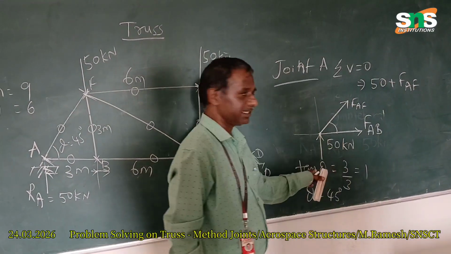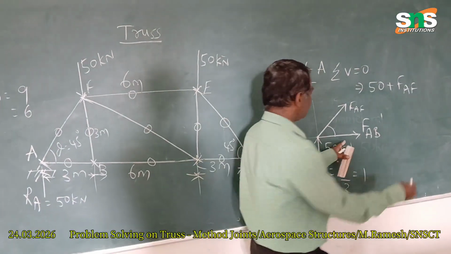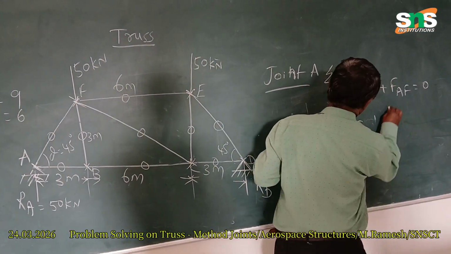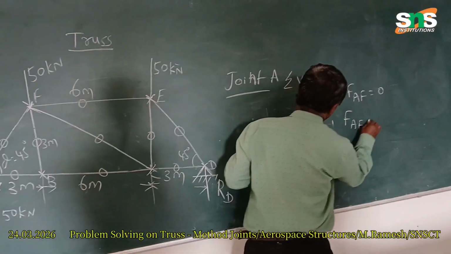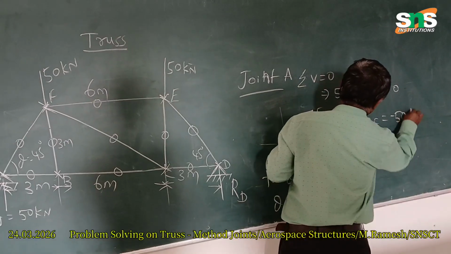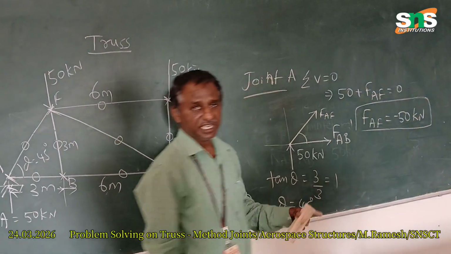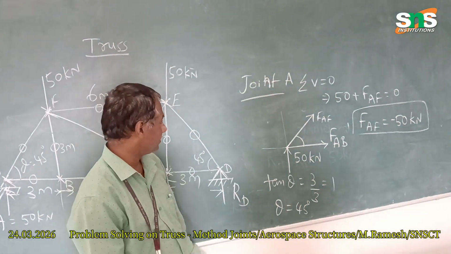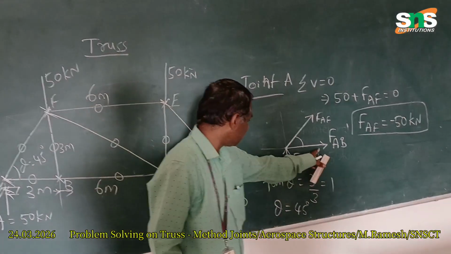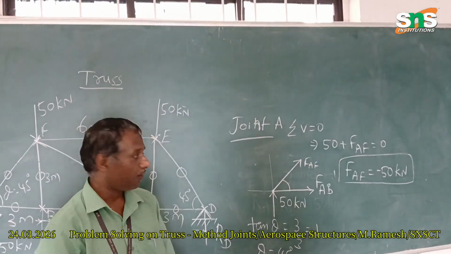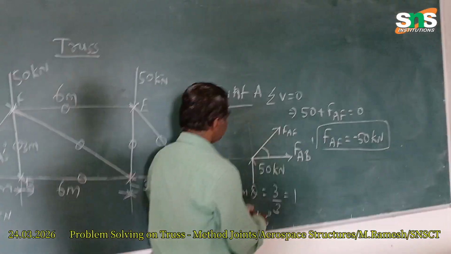And only 2 things are there. This is horizontal, so that is equal to 0. What about FAF? The member force is equal to minus 50, and the unit is kilonewton. FAF is equal to minus 50 kilonewton. Then you can go for FAB. How to find? You can use another equation.